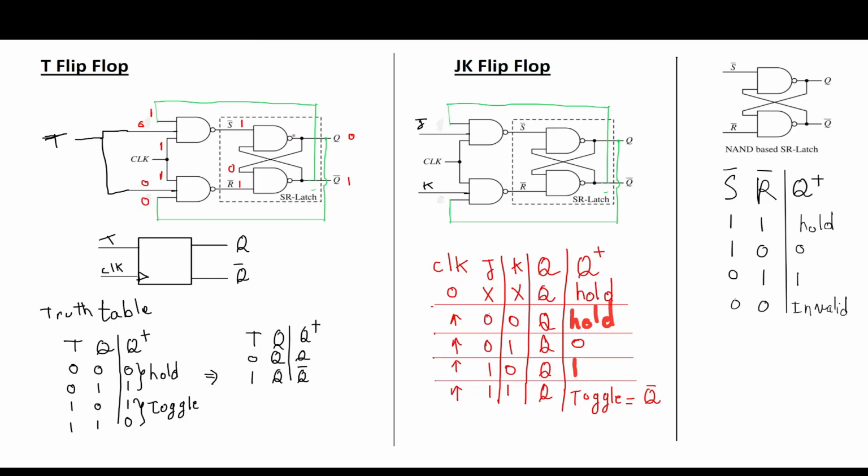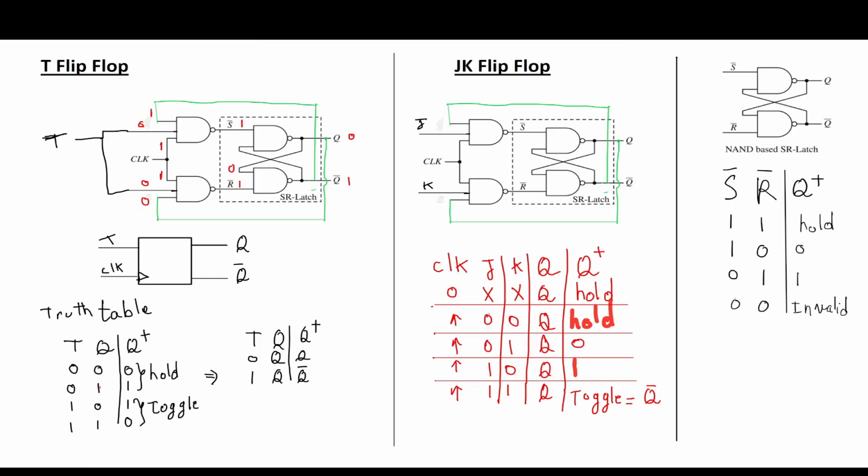Now looking in this section of the circuit, this is an SR latch. S bar is 1 and R bar is 1. So if we look back here, S bar is 1 and R bar is 1. So we have our hold state. So we verified the first row. So we have the hold state.